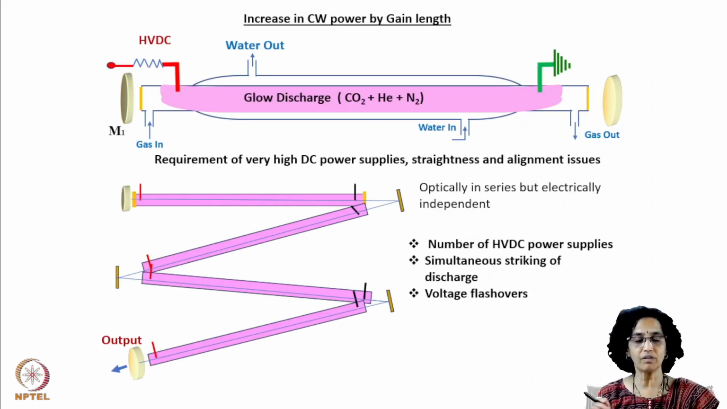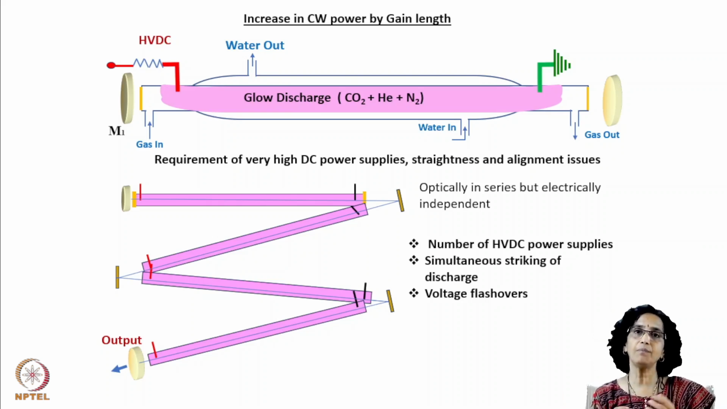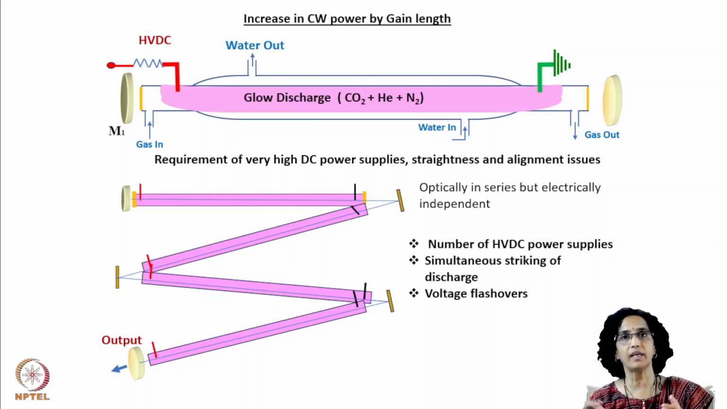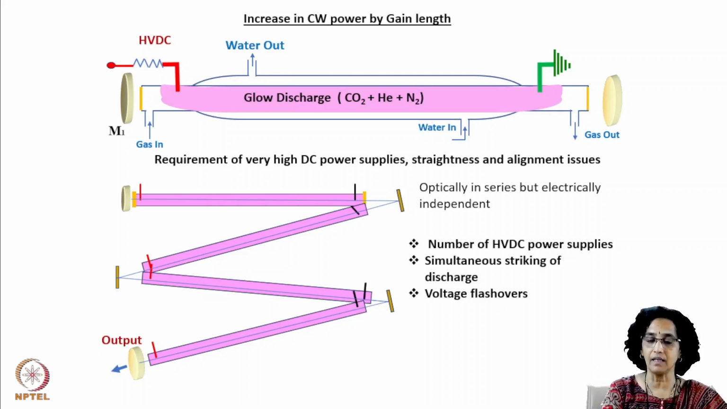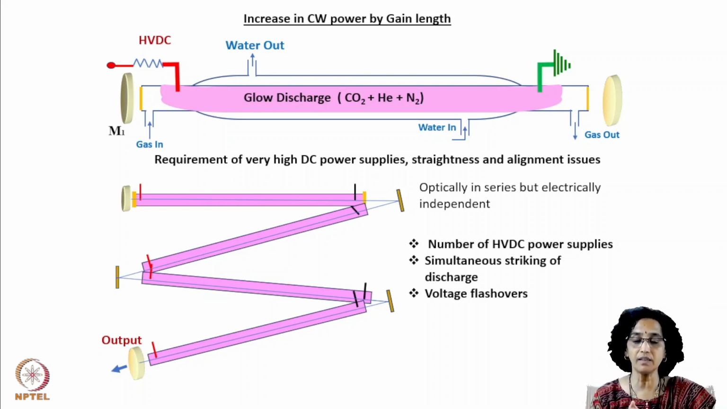Now, one more method that you would think, why did we not discuss it before, is just by increasing the gain length. See, we said 1 meter will give about 50 watts. So if I take 2 meters, I should get 100 watts. And if I take 3 meters, so on and so forth. So just by increasing the length, we are increasing the active medium, right? By increasing the active medium, you should be increasing the output power. So yes, this method also has been tried. People have tried to go for longer cavity lengths.